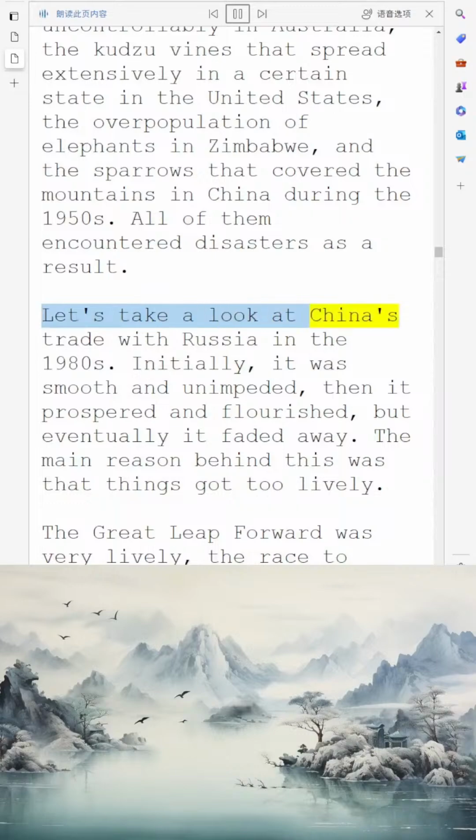Let's take a look at China's trade with Russia in the 1980s. Initially, it was smooth and unimpeded. Then it prospered and flourished, but eventually it faded away. The main reason behind this was that things got too lively.